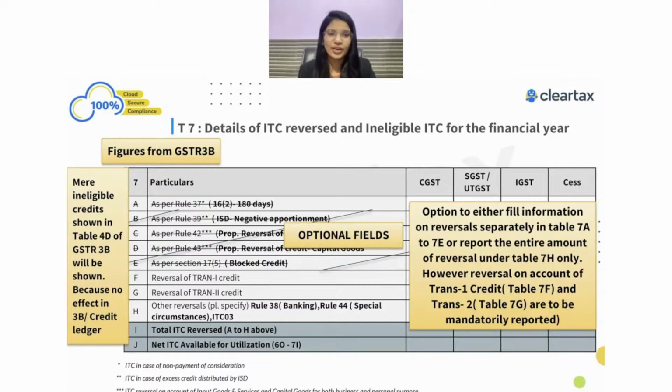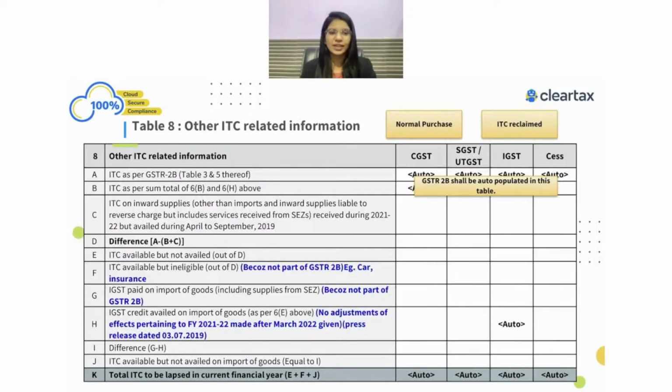So is there any doubt related to table number 6 and 7? If you have any query related to table 6 and 7, you can just post it on the chat box. I will be taking all the queries. So after we are done with table number 8, we'll anyhow be taking all the queries which you have in relation to table number 6 and 7.